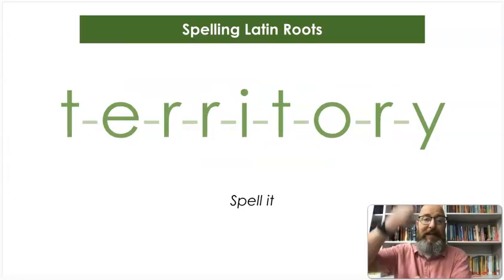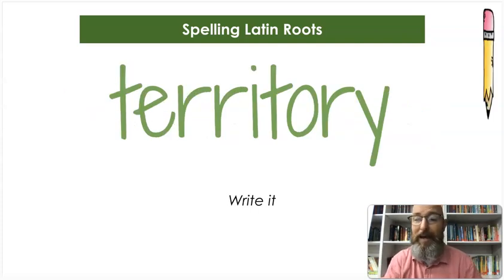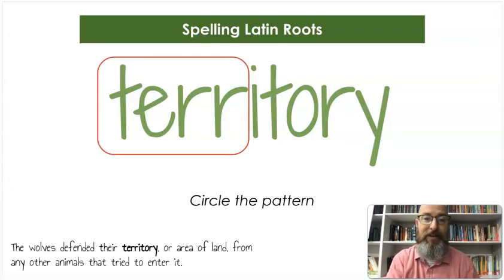Let's spell it. T-E-R-R-I-T-O-R-Y. Territory. Let's write it. T-E-R-R-I-T-O-R-Y. And let's circle that root, ter. The wolves defended their territory or area of land from any other animals that tried to enter it.